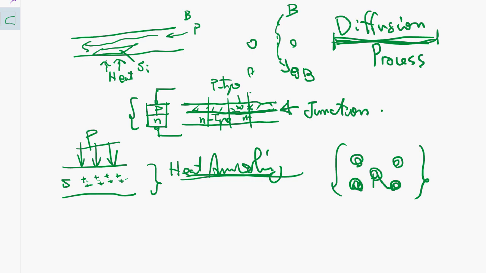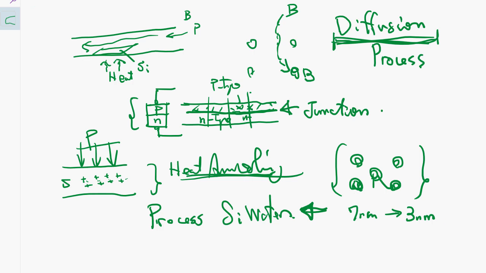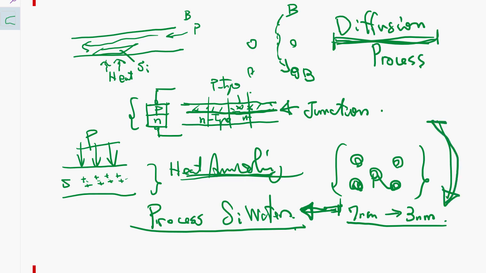In the process of the silicon wafer, this is the ongoing technology, and when it goes to 7 nanometer to 3 nanometer, a different method is used. You have to invent a better process to make a device. So this is a whole other subject of how to make it.